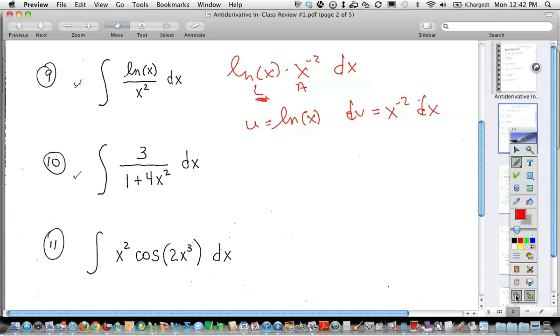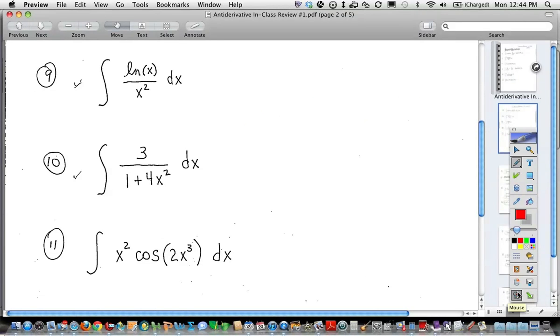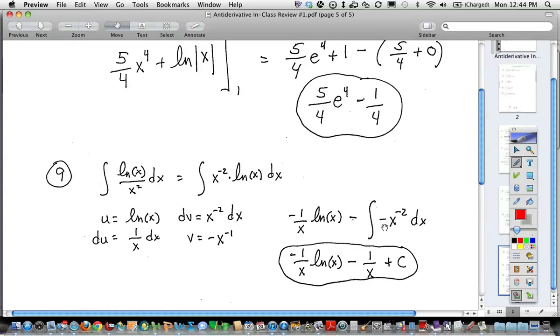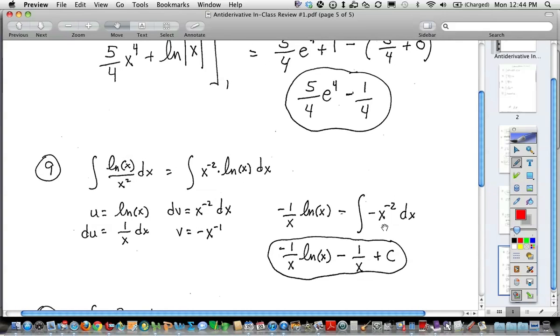If you go through and do that, it ends up looking like this. The derivative of u is 1 over x. The antiderivative of dv, raise that up to negative 1, divide by negative 1, would be this. Take u times v and multiply them together, that would be that. You've got to be careful with your minus signs here. You'd have minus the integral of v du. So these two multiplied together.